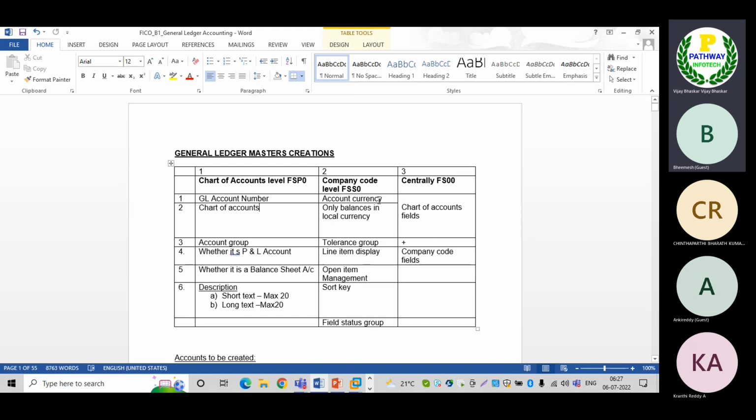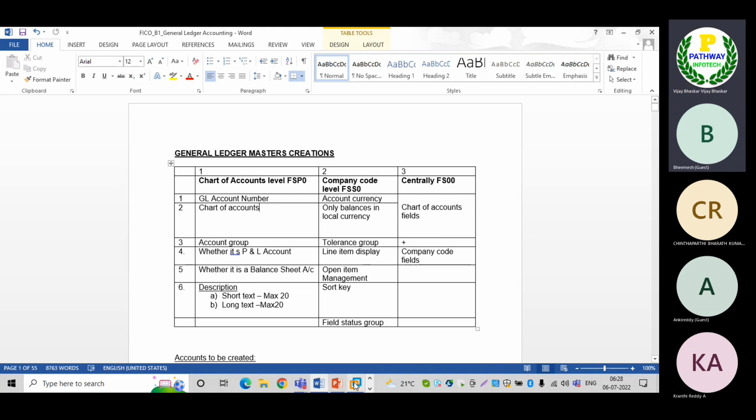Now at company code level: account currency, only balances in local currency, tolerance group, line item display, open item management, sort key, and apart from this the reconciliation account. Then the tax related entry, whether the GL account will be applicable for taxes or not, either input tax or output tax. Centrally, the central FS00, is the combination of these two.